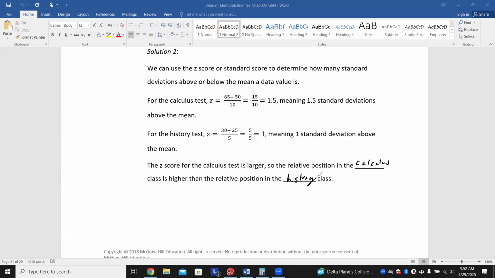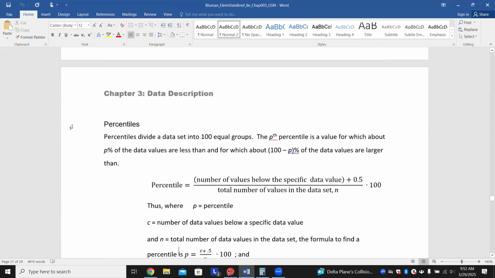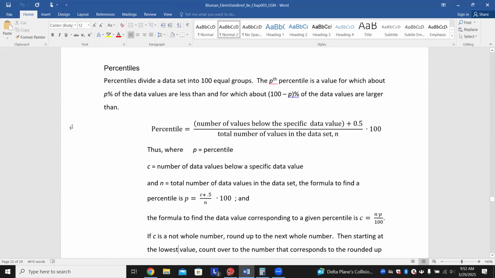Versus in the history, yes, it was a low mean, but you didn't do as well relative to the people in the classroom who took the test. Maybe it's the AP calculus test and the AP history test or something like that. All right, so talking about percentiles here.